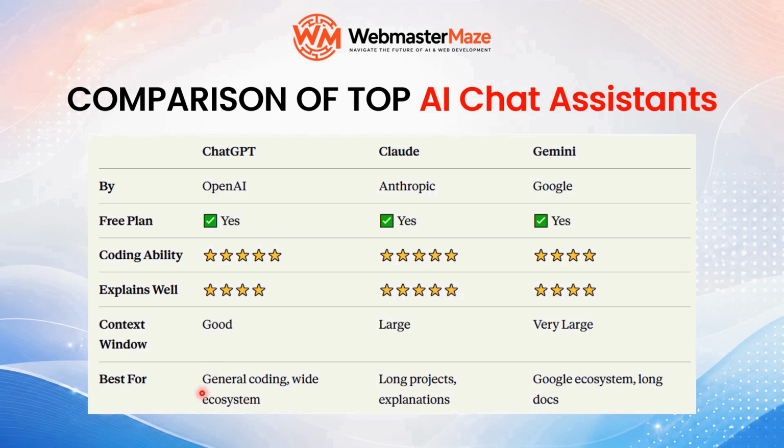In short, ChatGPT is best for everyday coding and working with many different tools. Claude is useful for longer projects and clear explanations. Gemini is a good choice for Google or Firebase projects and large documents. In this guide, we will build a complete one-page website from scratch. It will include HTML, CSS, JavaScript, and other files. We will use Claude AI because it handles multiple files well and has a large context window.